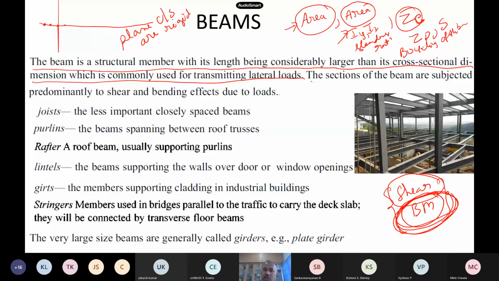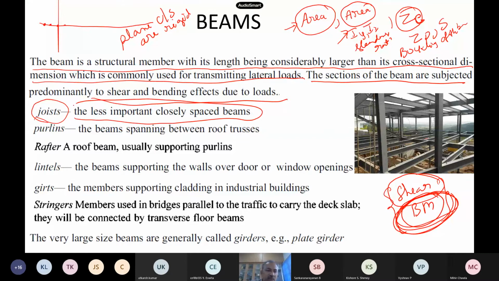Now the sections of beams are subjected to shear and bending. These are the two most important things on beams: the bending moment and the shear force. In steel design, or in many textbooks, people use a variety of names. All are the same, but depending on usage people use different names; the design is the same. Like the word joist: you design a steel joist. A joist is nothing but a beam only, just lightly important, closely spaced beams.